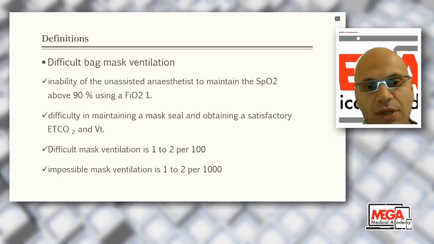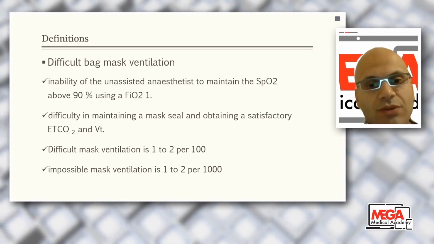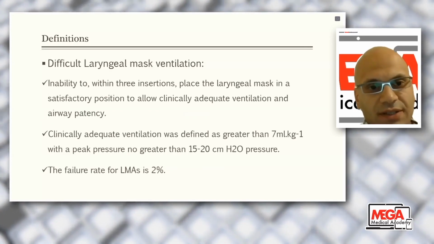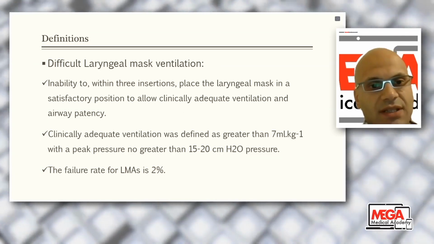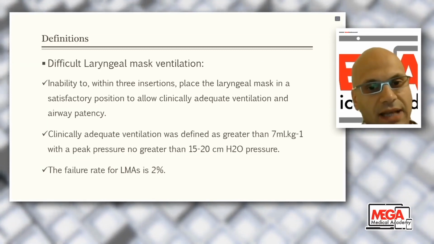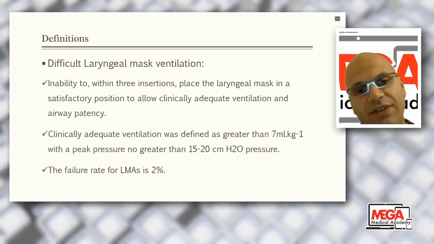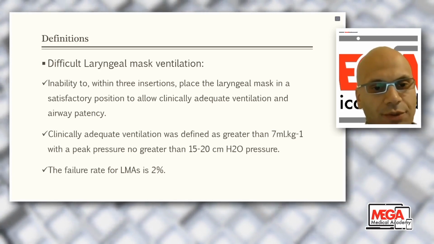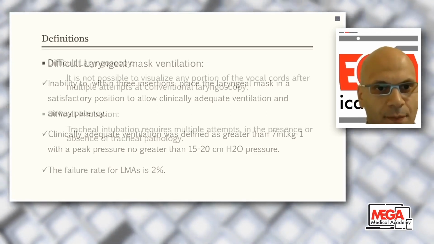The incidence of difficult mask ventilation is 1 to 2 per 100, and the incidence of impossible mask ventilation is 1 to 2 per 1,000. Difficult laryngeal mask ventilation is the inability, within 3 insertions, to place the laryngeal mask in a satisfactory position to allow clinically adequate ventilation and airway patency. When we talk about clinically adequate ventilation, we mean a tidal volume of 7 ml per kg and peak pressure not more than 15 to 20 centimeters of water. The failure rate of LMA is around 2%.